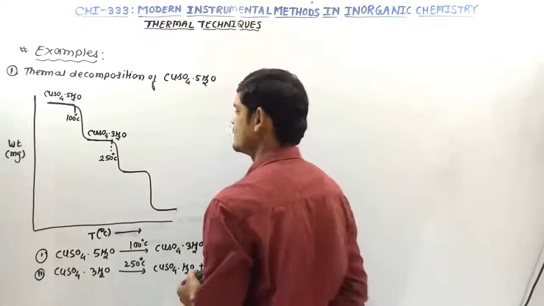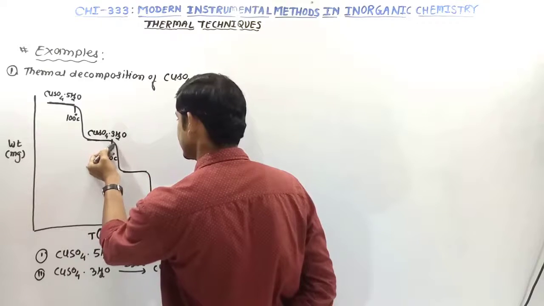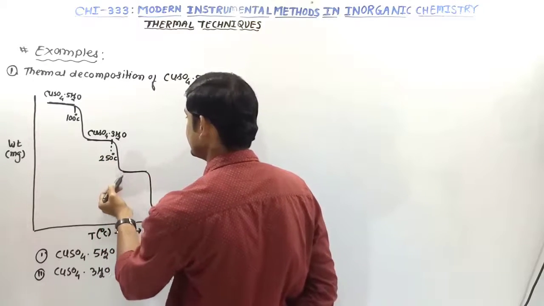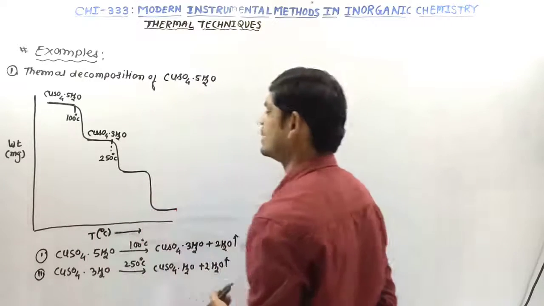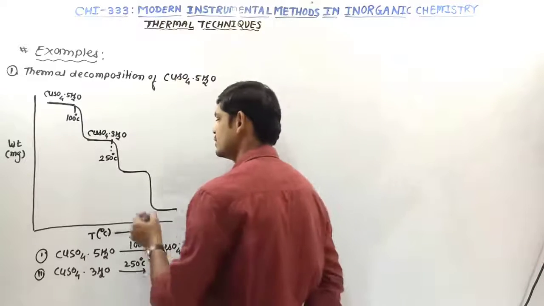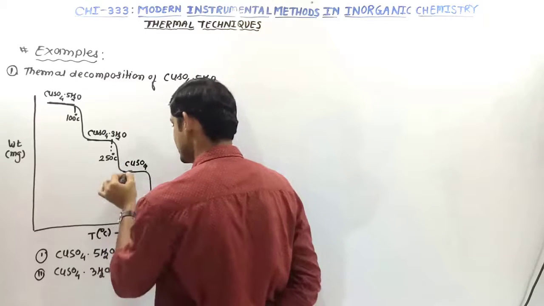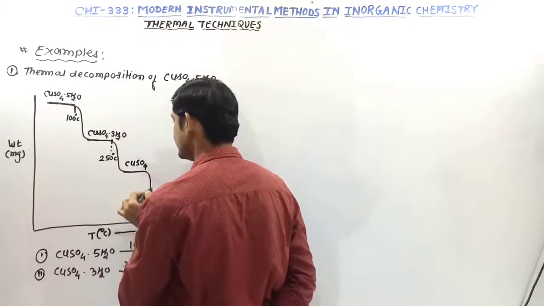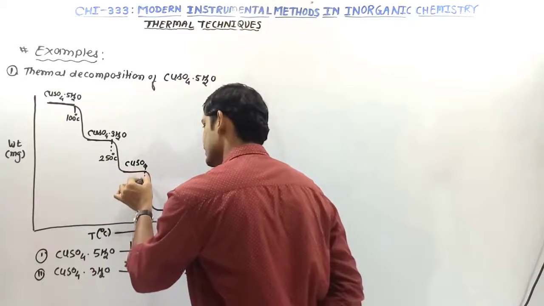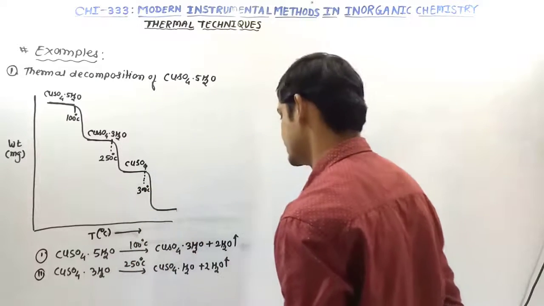So again in the next case, further above the 250 degrees Celsius temperature, around the next temperature, we will call it 300 degrees Celsius, the next water molecule will be lost and we will get the formation of copper sulfate only. So this is nothing but the temperature at which the corresponding loss of water will take place. This is around 300 degrees Celsius temperature.